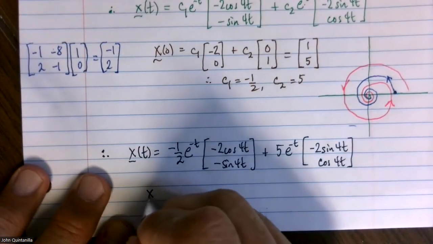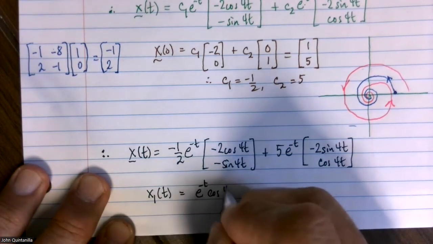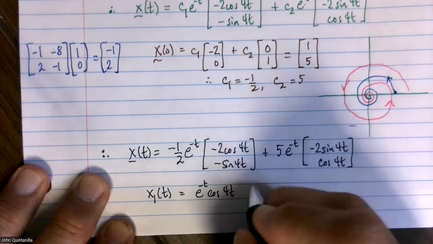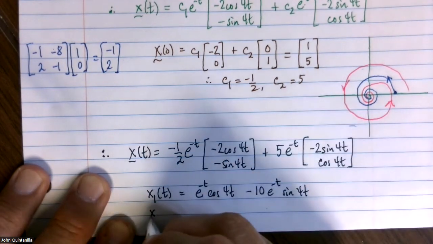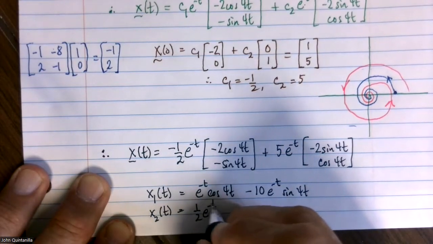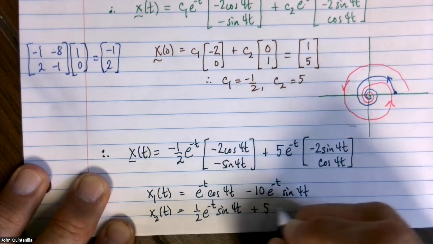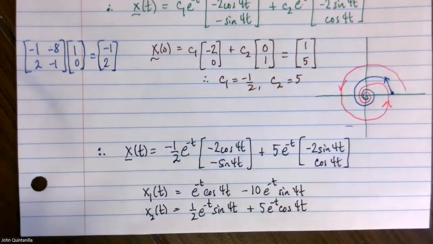And I can split this up if I wished. x1 of t will be equal to e to the -t times the cosine of 4t. If I multiply these two together, I get the -1/2 and the -2 cancels. Over here, I'll get -10 e to the minus t sine of 4t. And the second coordinate, multiplying here, I get 1/2 e to the minus t sine of 4t. And multiplying here, I get plus 5 e to the minus t times the cosine of 4t. And so that is the solution for that particular initial value problem. And this can be graphed using technology.